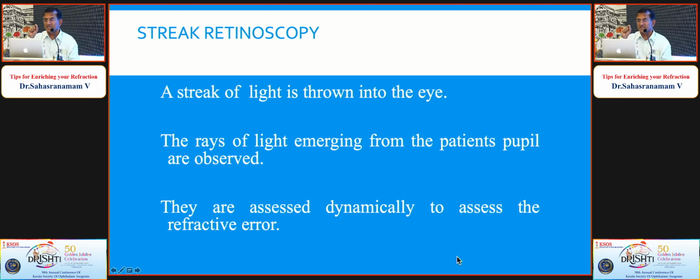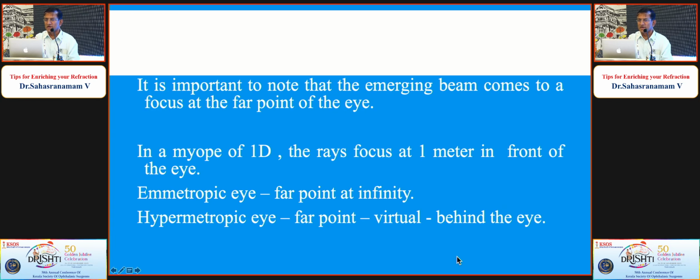So the far point of the patient's eye in this situation will depend upon whether the patient is emmetropic or myopic or hyperopic. So the far point will depend upon that. The emergent beam will come to a focus at the far point of the patient's eye. So you can't go in search of the far point of the patient. What you do is, by retinoscopy, you bring the patient's far point to your eye. So you make the patient's far point, if you are working at 1 meter, at the point of neutralization, your eye or your working distance.